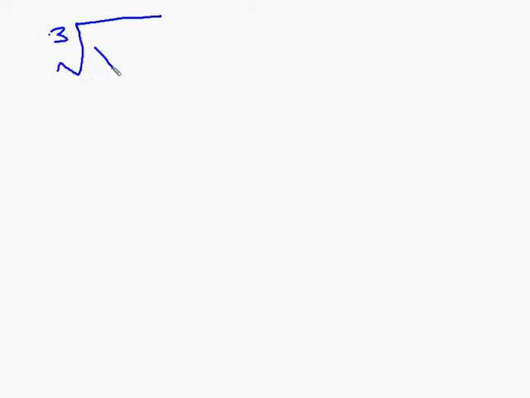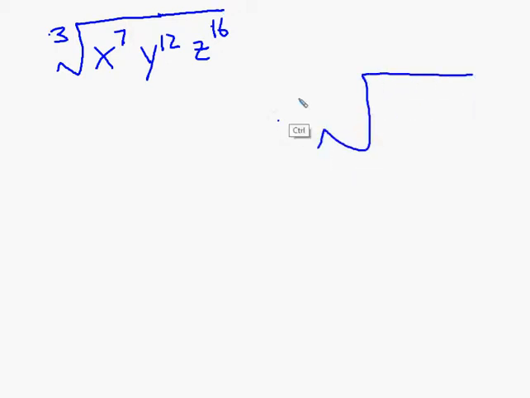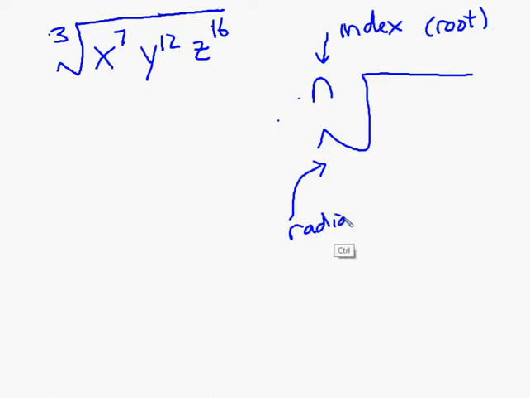What if I had cube root of x to the 7th, y to the 12th, z to the 16th. Now my index is not a 2. Let's write down the parts of a radical. The thing right here, above the little hump, that's our index. That's the root we're taking. This whole symbol is called the radical. And this thing on the inside is the radicand.